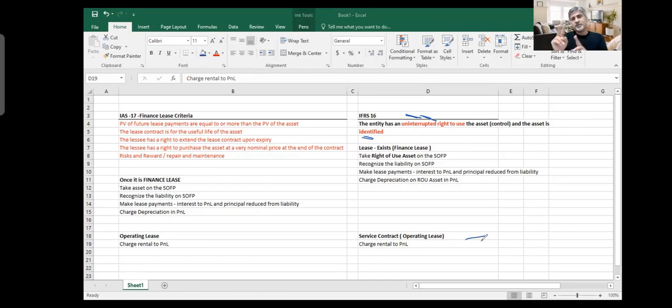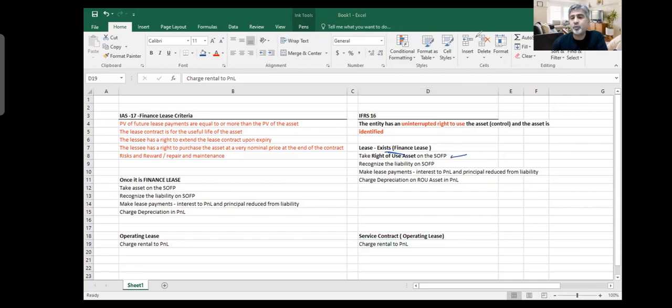So you need to see these two conditions: uninterrupted use and an identified asset. If these two conditions exist, call it a lease. Lease means my old finance lease. Consider it as your asset, at least for the time being. Because when I say it is my asset, I mean it is my right of use asset. So I have a right of using this asset. The asset might have a 20-year life, but I just made a contract for 3 years. So at least for 3 years, I will take it into my statement of financial position.